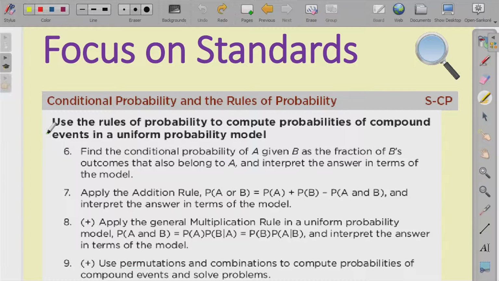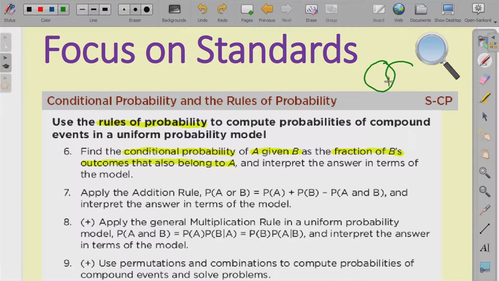The second major cluster heading in this domain says that students should be able to use the rules of probability to compute probabilities of compound events in a uniform probability model. Standard 6 asks students to interpret the conditional probability of A given B as the fraction of B's outcomes that also belong to A. I think it's really helpful to use a Venn diagram to illustrate that concept.